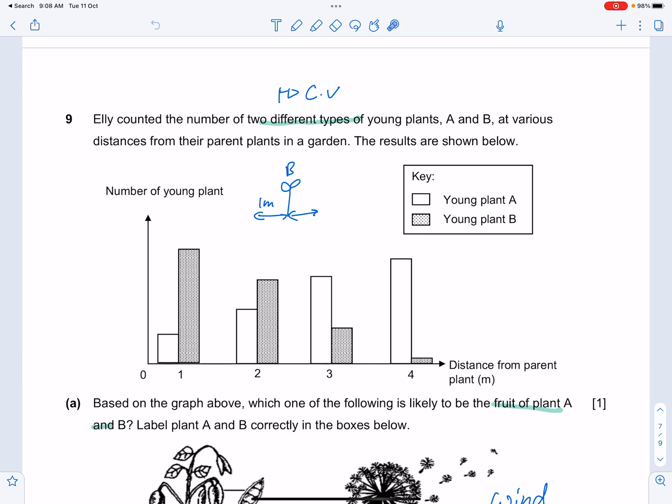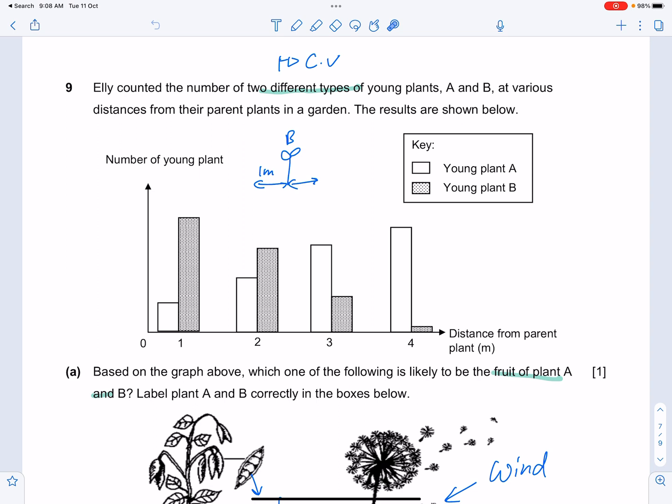Alright, Ellie counted the number of 2 different types of young plants at various distances from their parent plants in the garden. The results are shown below. So, let's employ what we have learned in our experimental answering technique booklet.